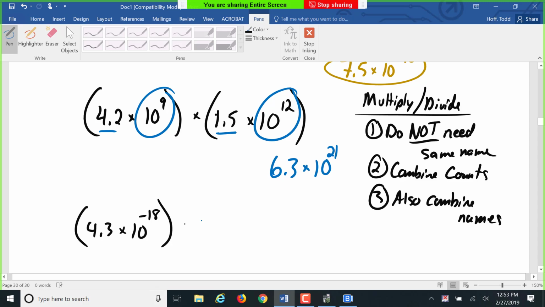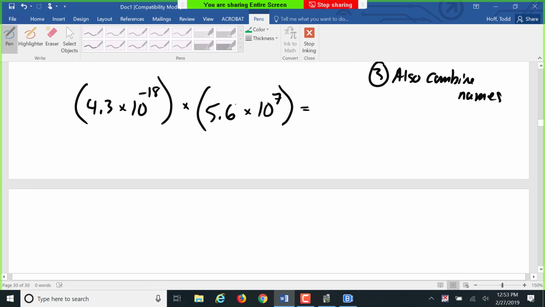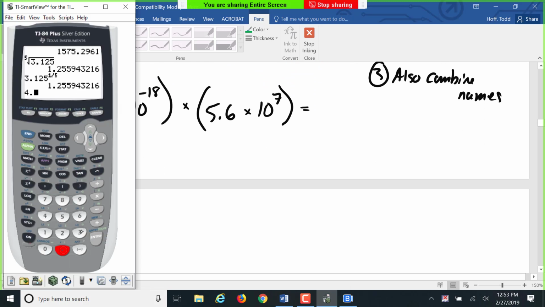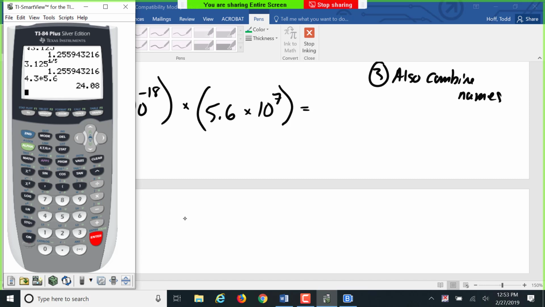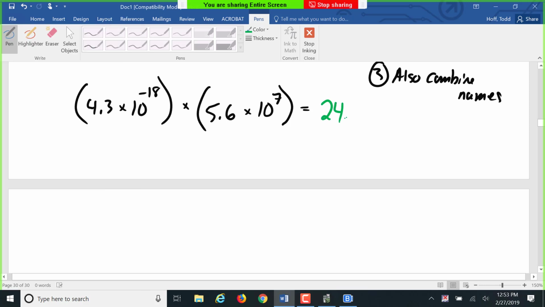So we may have 4.3 times 10 to the negative 18th times 5.6 times 10 to the 7th. We're going to multiply the counts. What is 4.3 times 5.6? Perfect, 24.08. Good. Times 10 to the? Perfect. 10 to the negative 18th times 10 to the 7th is 10 to the negative 11th.